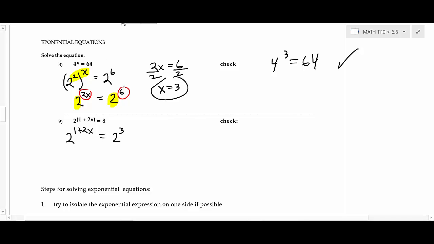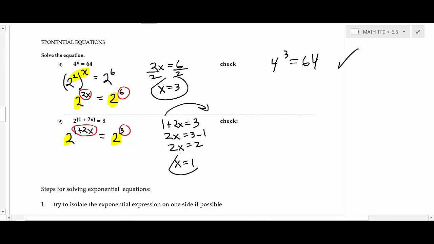Same idea. If the bases are the same, then so are the exponents. So what you would do is just set those exponents equal to each other and then solve the equation. So you'd have 1 plus 2x equals 3. I'm going to move the 1 to this side to get 2x equals 3 minus 1. So that's 2x equals 2. So x is equal to 1.